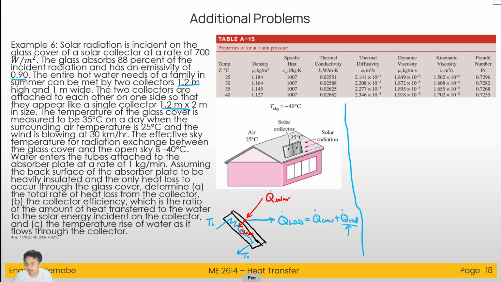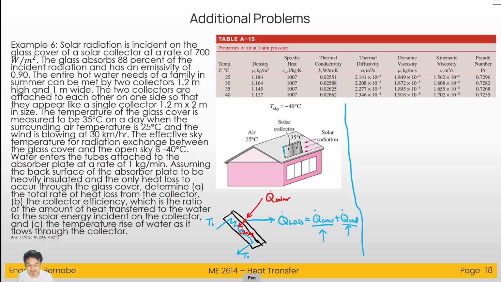So we won't need the 88% since this is for the solar. It has a different use for our problem. But for convection, we need to first find h, no? Since we have hA and then the change in temperature, we need to find the convective heat transfer coefficient h.